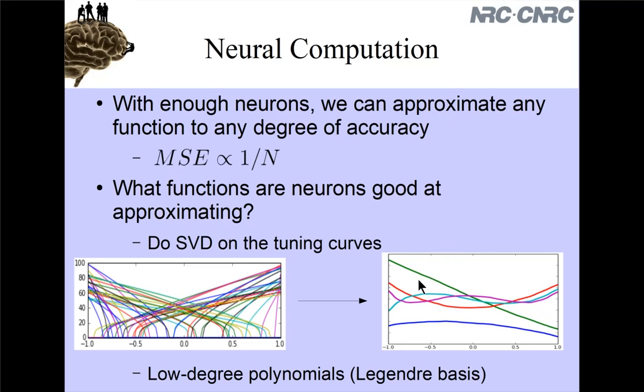The next best thing they're good at is this red line, and that's x squared. All right. And the next best thing is x cubed, x to the fourth. Technically, it turns out to be the Legendre basis, so it's some scaled and weighted versions of polynomials, but that is what directly falls out of this sort of tuning curve, which is a pretty common tuning curve to find in the brain. Neurons are good at computing functions that are well approximated by low-degree polynomials.